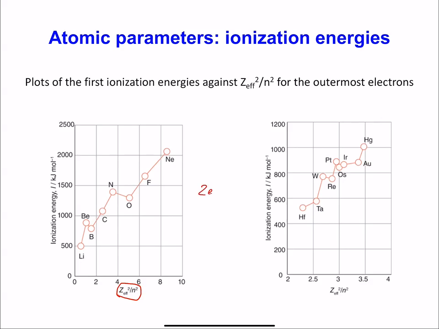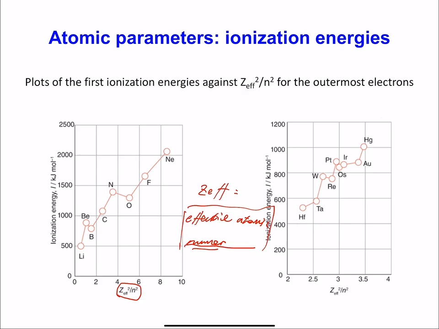Z effective is what we call the effective atomic number. That's a trend, but you don't need to worry about it. We will talk more about the effective atomic number in a senior course, but you can learn that by yourself. The main purpose for this class is that we want you to learn the trend for this ionization energy.